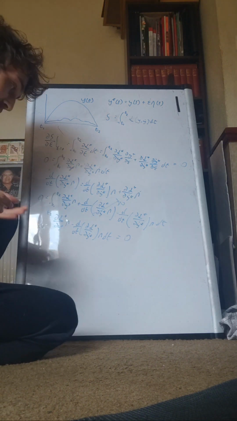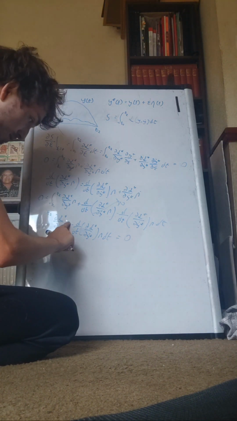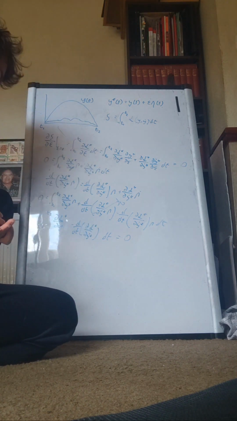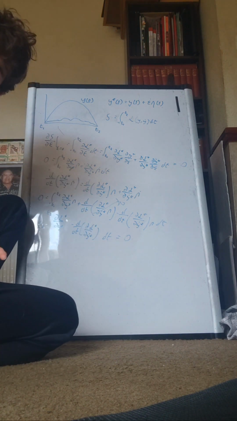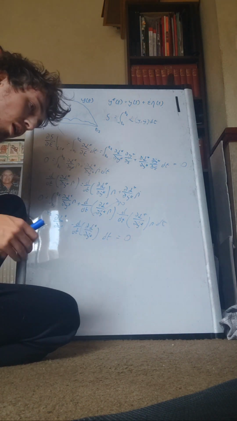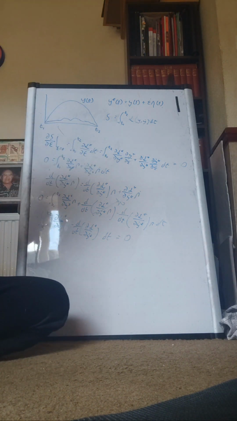And we can divide through by eta, because it has it on both terms. And we're left with this equation, which is obviously the Euler-Lagrange equation. But what does it mean? I mean, what does it really mean?